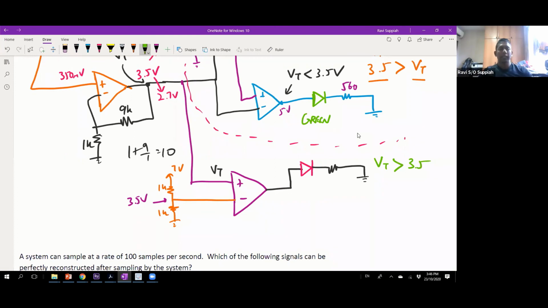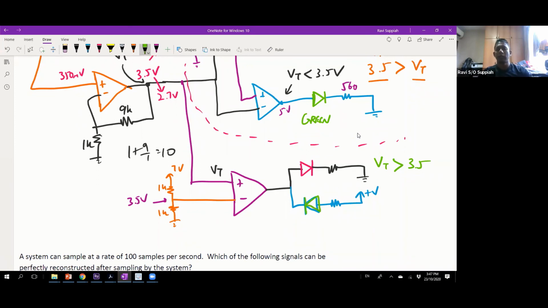Now then, the second thing is, what should be the connection for the green LED? Okay, so for the green LED, basically what you need to do is you connect it in the reverse bias way. Okay, so by connecting it in the reverse bias, okay, so let me put this here.